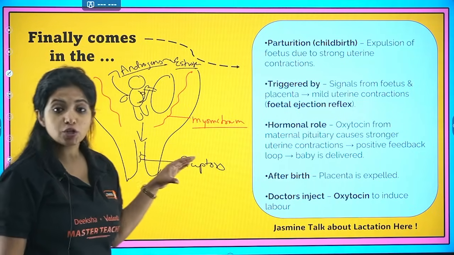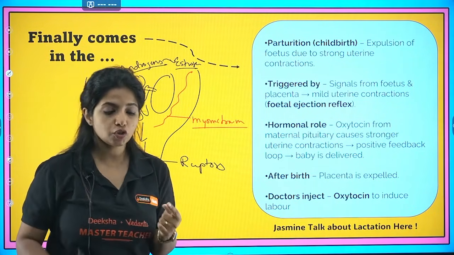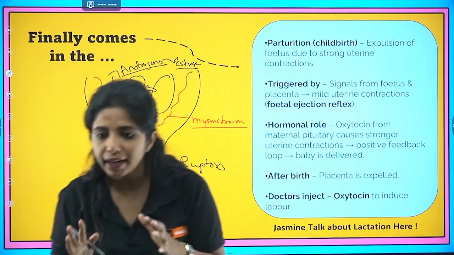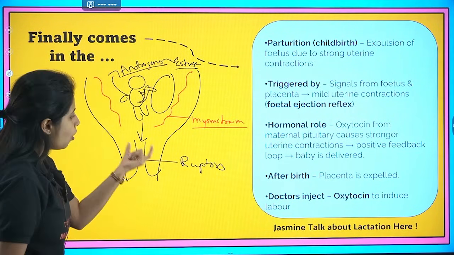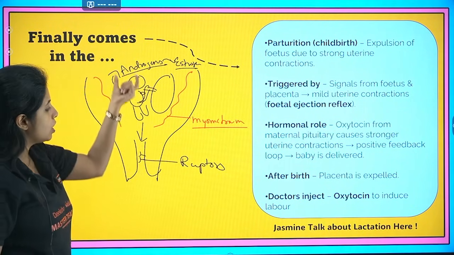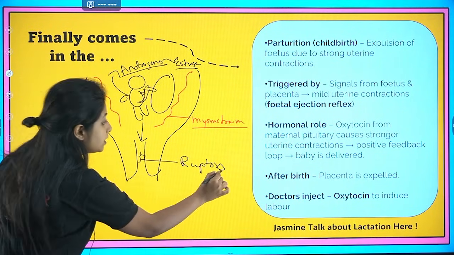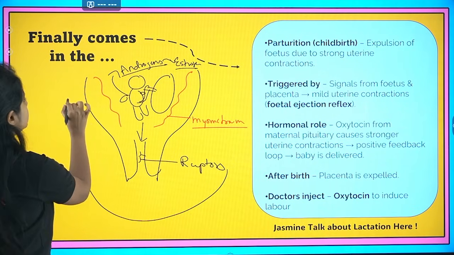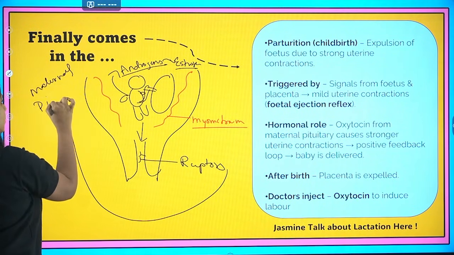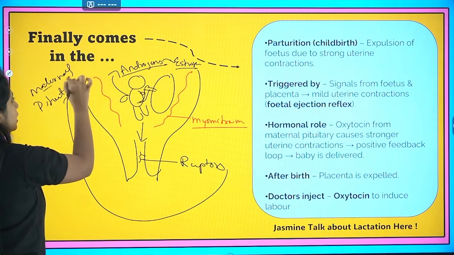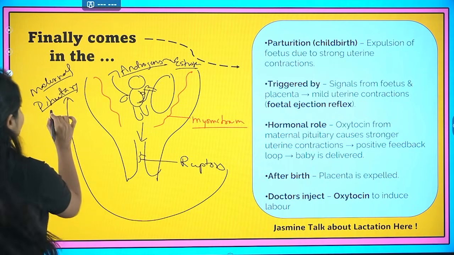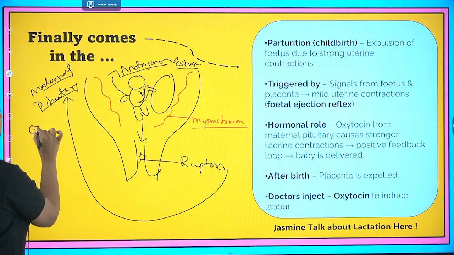We say parturition is a neuroendocrine process. That means your nervous system as well as your hormonal system is involved in this. Why do we say that? Listen to me carefully. When the receptors are active, they send a neuronal signal to the maternal pituitary, the mother's pituitary gland, and the maternal pituitary is going to release one very important thing known as oxytocin.